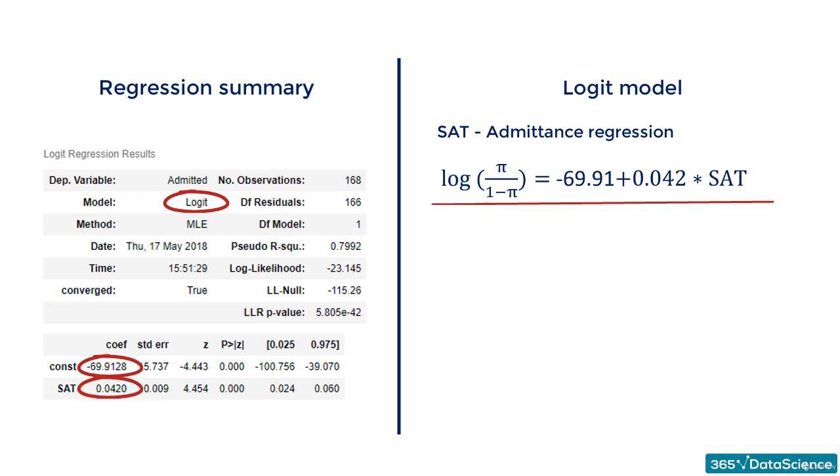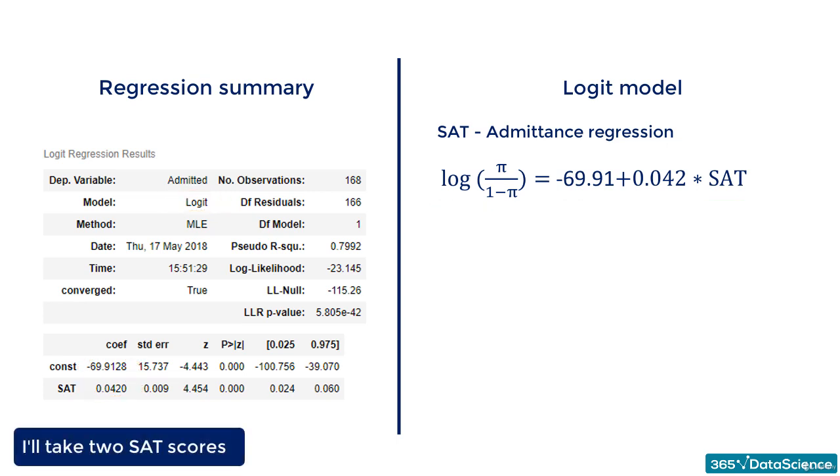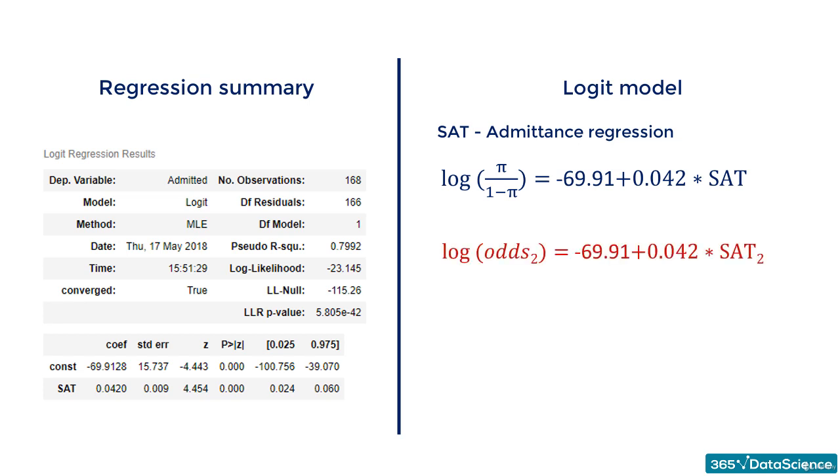Let's go through the process of interpreting this result. First, I'll take two SAT scores, SAT 1 and SAT 2. If we plug them in, we would get two equations, one for each of them. Log of odds 2 equals minus 69.91 plus 0.042 times SAT 2. Log of odds 1 equals minus 69.91 plus 0.042 times SAT 1.